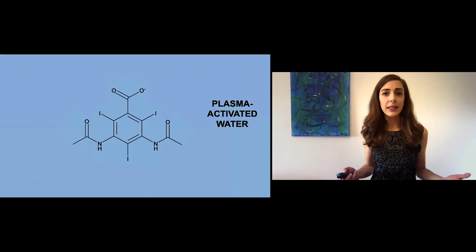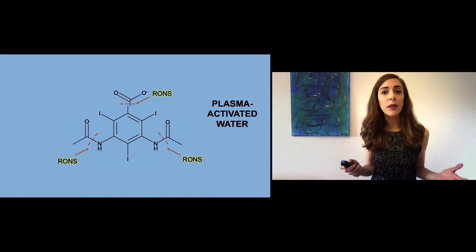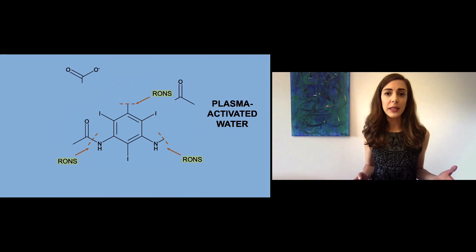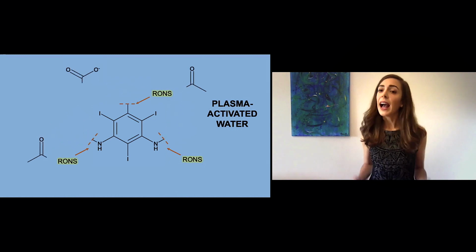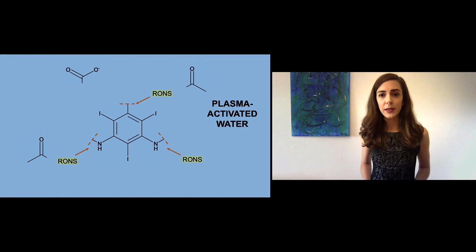You could have a contaminant, such as diatrizoate, in the water, and as the RONs are traveling around, they eventually reach the contaminant. When they do so, they attack the chemical bonds, breaking the molecule into smaller and smaller pieces. I hope that now you have an idea of how we can use plasma to activate water and how this can break down persistent pharmaceuticals or chemicals such as diatrizoate.